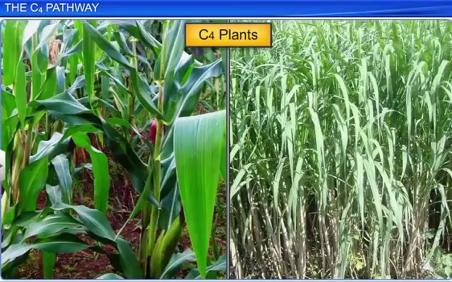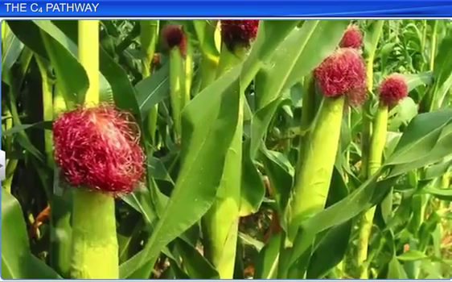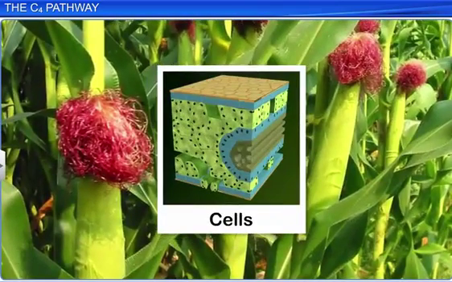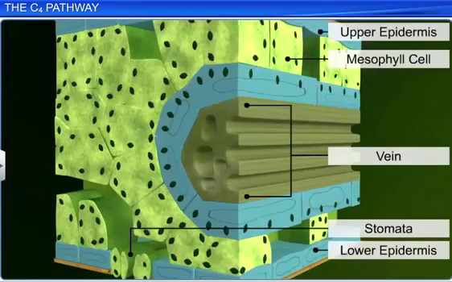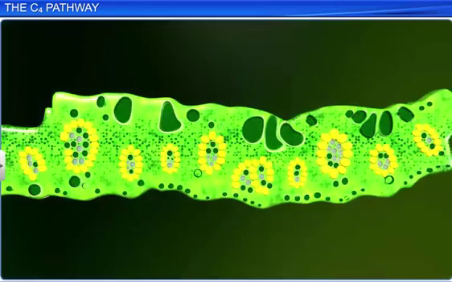C4 plants are found in hot and dry areas and are adapted to tolerate high temperatures and can respond to high light intensities. The transverse section of C4 leaves, such as maize, shows a specialized arrangement of cells around the vascular bundles called the bundle sheath on the inner side. They are closely arranged and are without intercellular spaces.